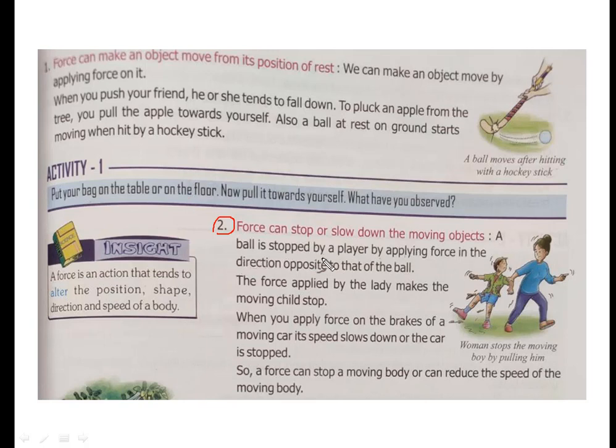So a ball is stopped by a player by applying force in the direction opposite to that of the ball. Suppose this is a ball, moving in this direction. If you want to make the ball stop, you have to apply force in the opposite direction. The force applied by the lady makes the moving child stop. Suppose this child is trying to go somewhere. Now his mother is trying to pull him, so he will not be able to move.